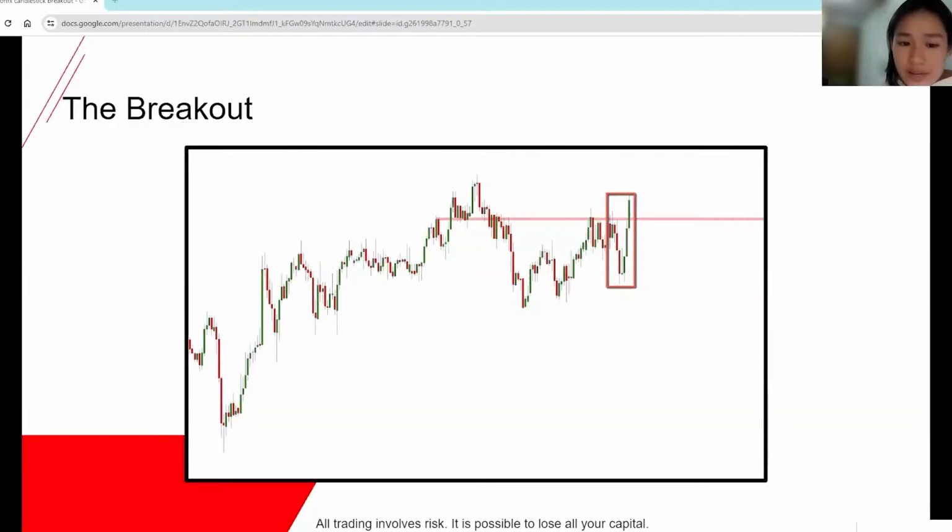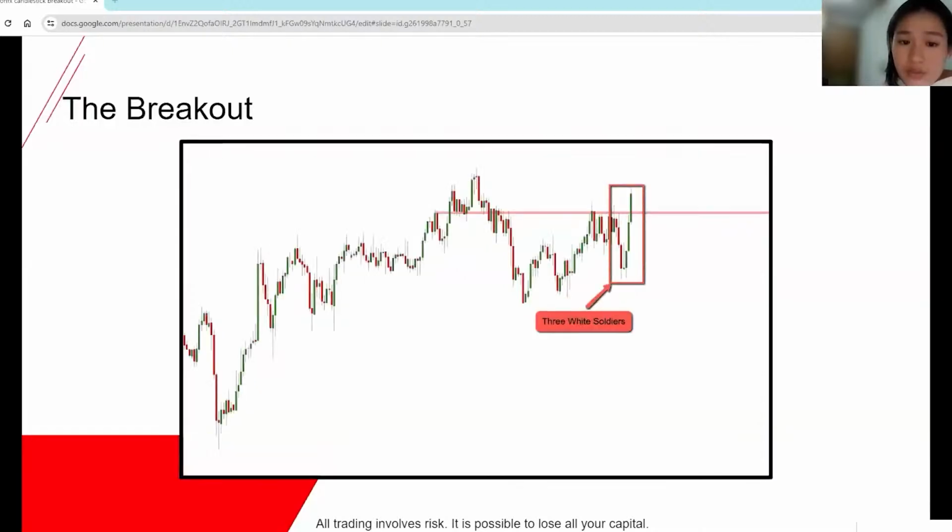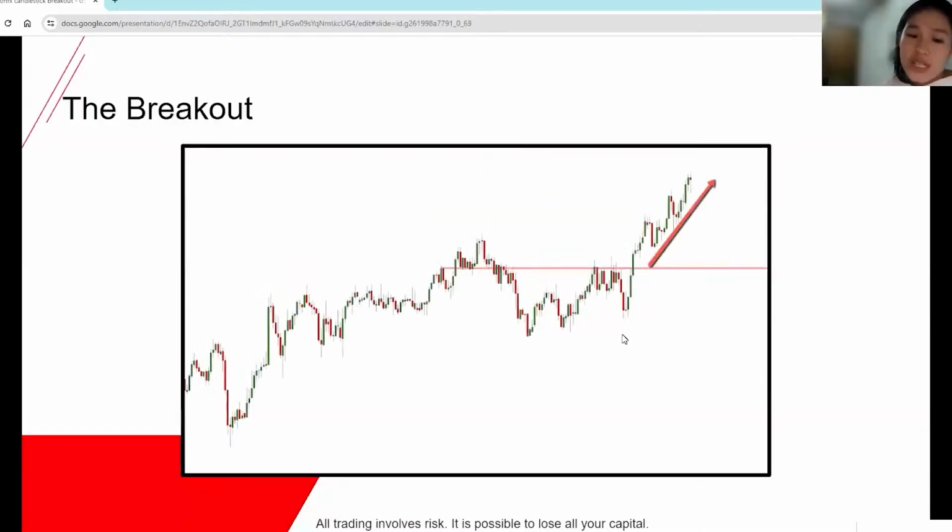So that is the breakout that we're referring to here. The formation that we see here are the three white soldiers. I'm expecting prices to continue to move upwards since there is a breakout already and there is also this formation here. You can see that's exactly what happened here as well.